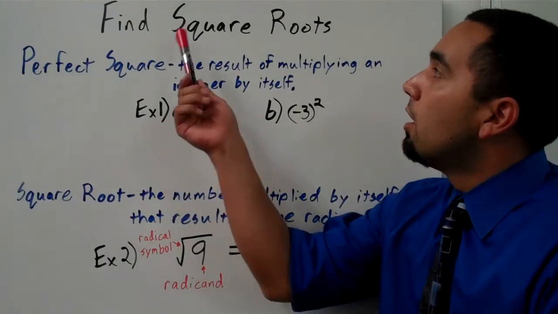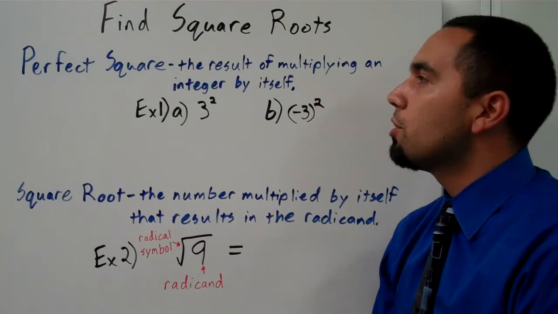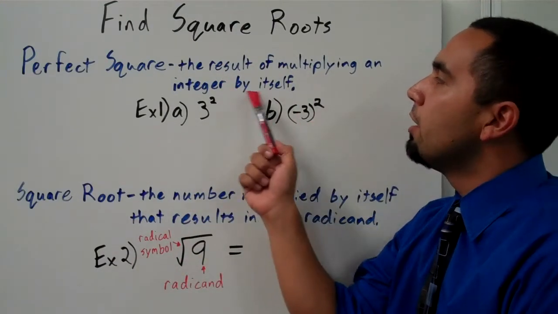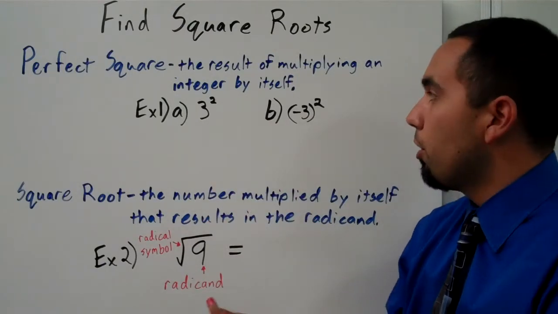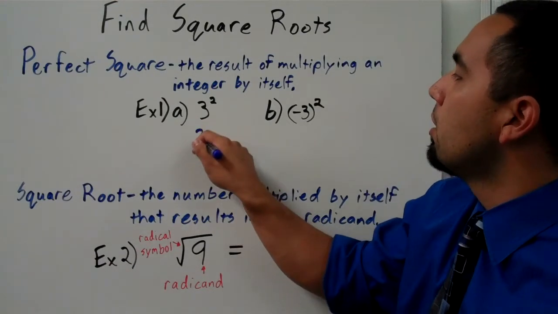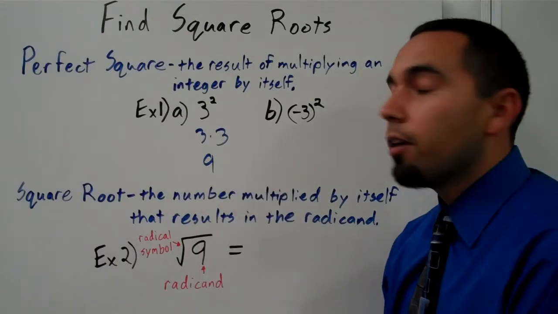Okay, so this is find square roots, and basically we've got some definitions here. A perfect square is the result of multiplying an integer by itself. So 3 squared, we probably remember this from before, means 3 times 3, and 3 times 3 is 9, right?